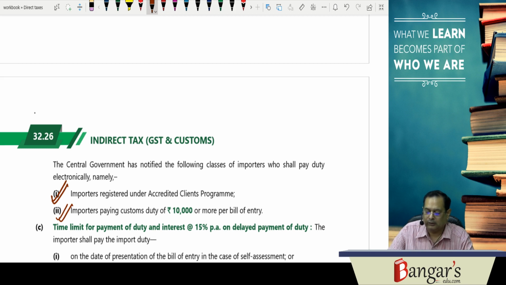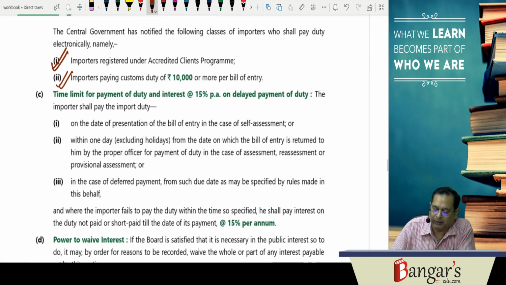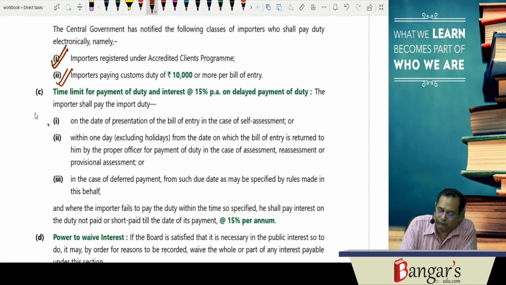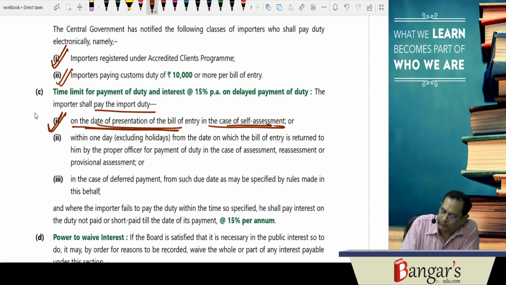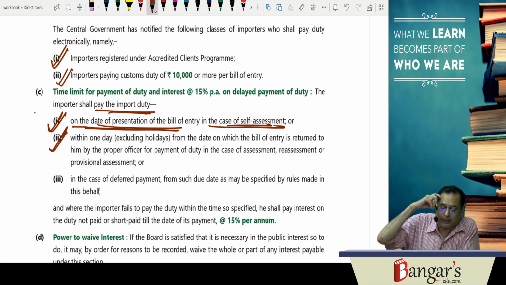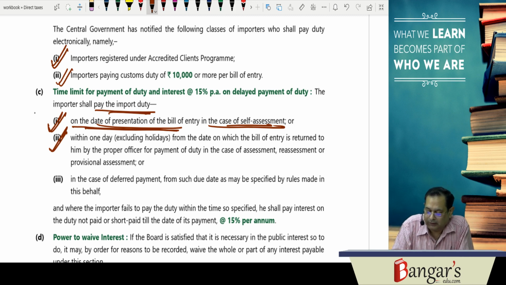Then the time limit for the payment of duty. In case of self-assessment, the importer is required to pay the import duty on the date of presentation of the bill of entry. The importer shall pay the import duty on the date of presentation of the bill of entry in case of self-assessment. And in case the bill of entry is assessed by the department, then within one day, excluding holidays, from the date on which the bill of entry is returned for payment. Within a day, you are required to pay the duty.